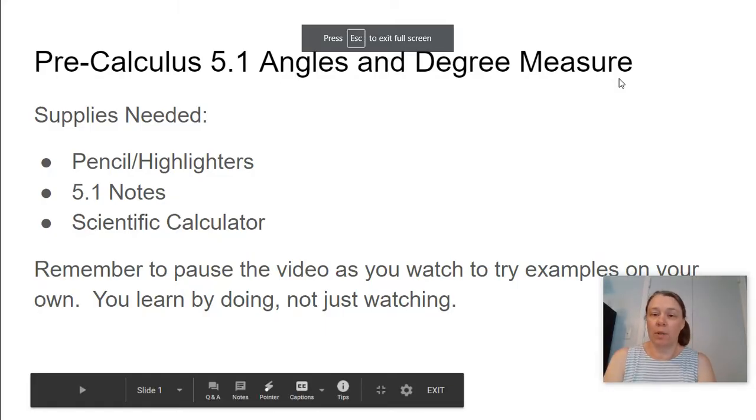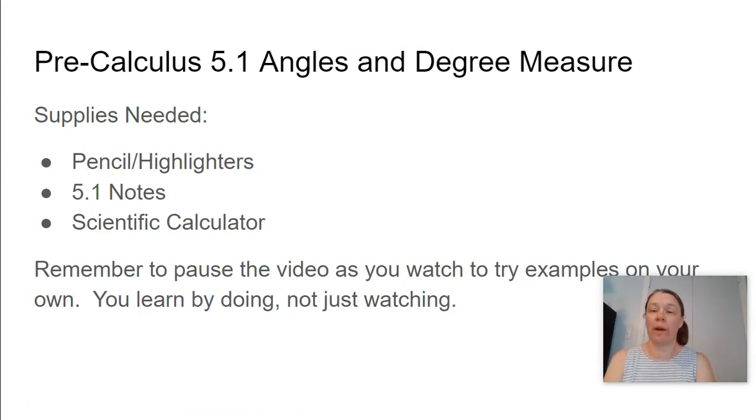Hello, pre-calculus students. Today we are going to talk about section 5.1, which is angle and degree measure. Please make sure you have the supplies listed on the screen.